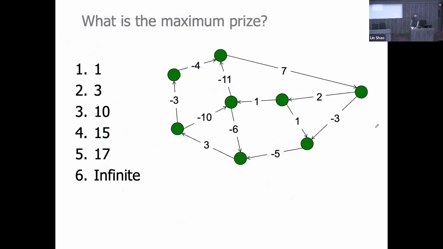You probably also already considered this question: what would be the maximum price we can get from this graph? There are different options. This is a very interesting one. The options are 1, 3, 10, 50, 70, and infinity, right? Previously we gave you an example with a price of 10, so maybe you can figure out what the maximum price would be here. Let's see who can get it correct.